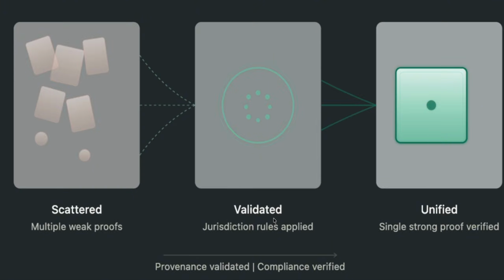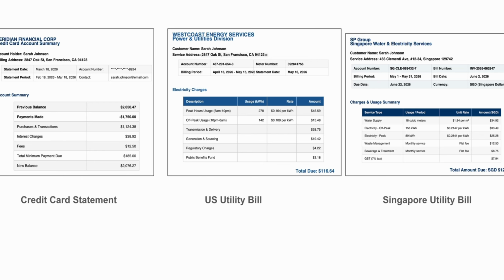Today, when a customer opens an account, they submit identity documents from different countries. One customer might submit a passport from the UK, a utility bill from Singapore, and a lease agreement from the United States. Each jurisdiction has different rules about what documents are acceptable, how old they can be, and what information must be extracted.